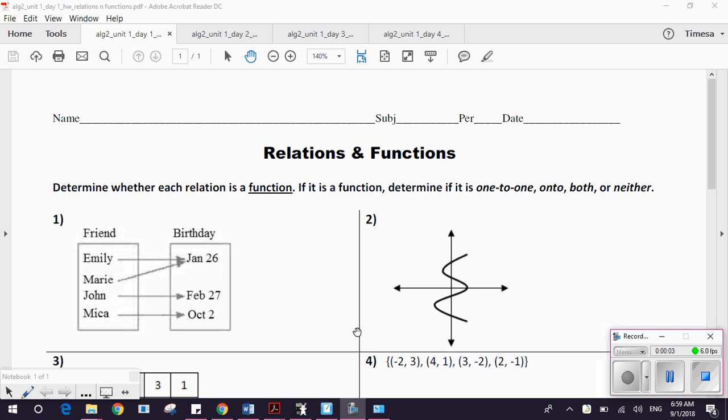Alrighty, algebra students, this is your tutorial for the relations and functions homework assignment. I'll work through the odd problems with you.